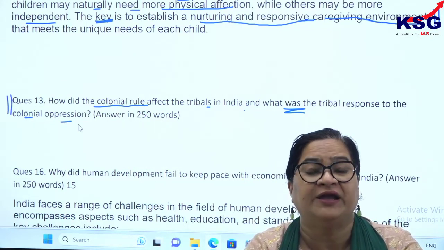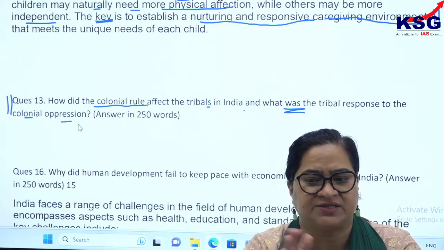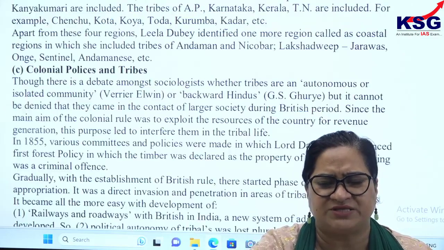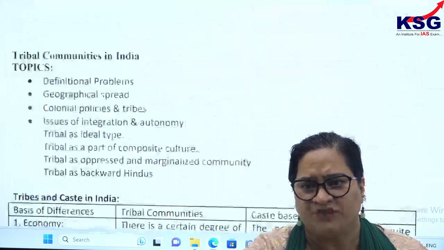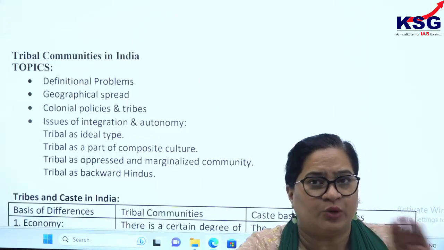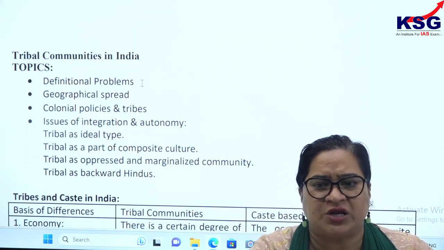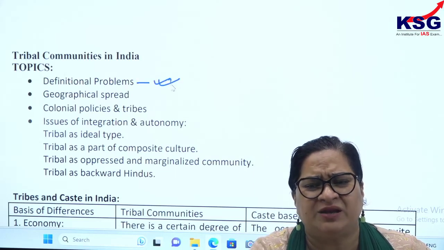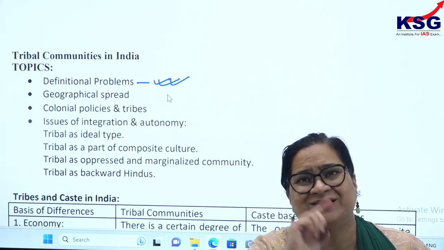In that, you will find various subsegments associated with tribals. One of the subsegments is associated with colonial rule. I believe that the majority of the subsegments are raised in GS. If you want to have an overview of the sub-dimensions in the sociology syllabus and how they are connected to GS, there is this brief dimension. Definitional problems: this area has been asked so many times. If I say, at least three times directly, once indirectly.